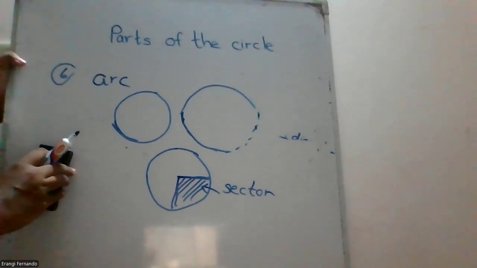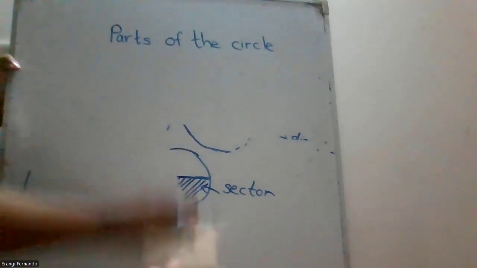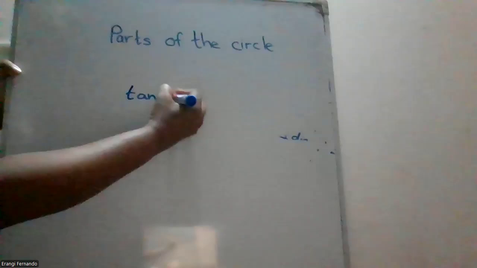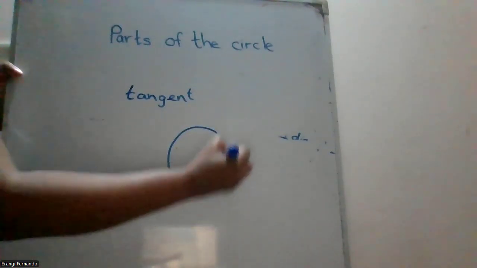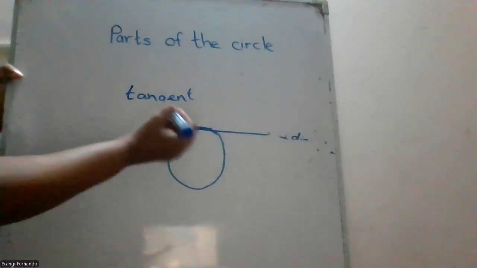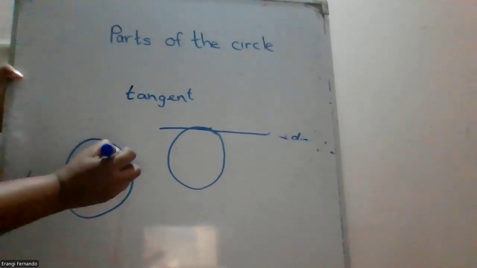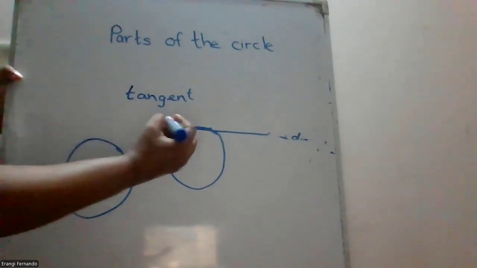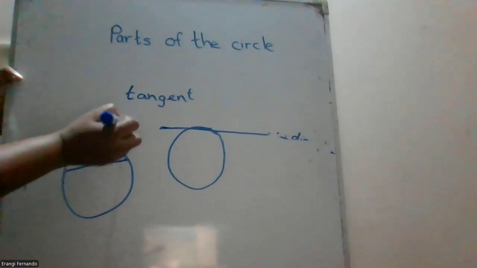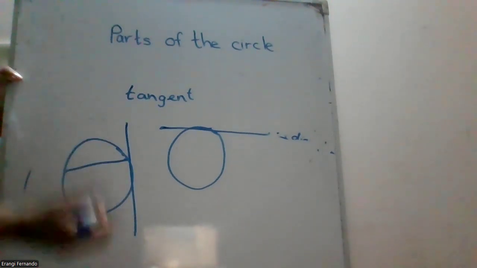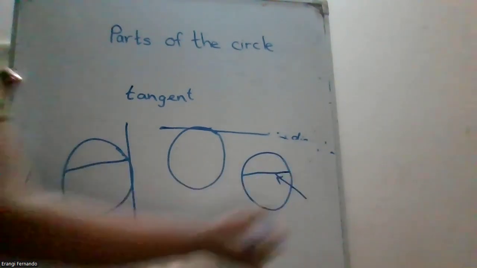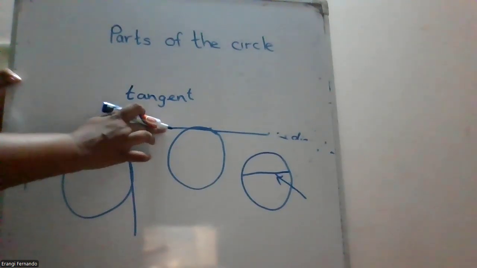The next one. Tangent. Now when we draw a line, it touches the circle. That one we call tangent. The chord is like this, okay? Here, the tangent touches the circle. It goes up or down, but it should touch. This is the tangent. Now, when we draw a line and they ask, what is this? This is chord. This is tangent.